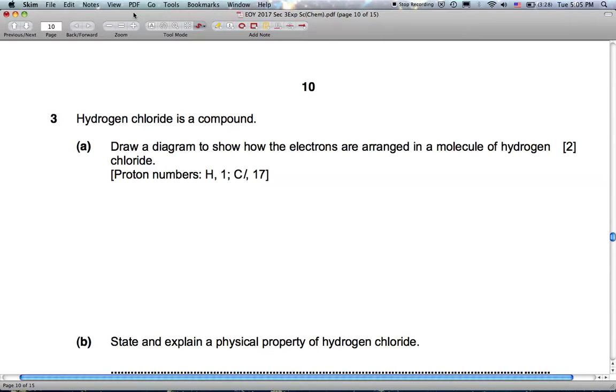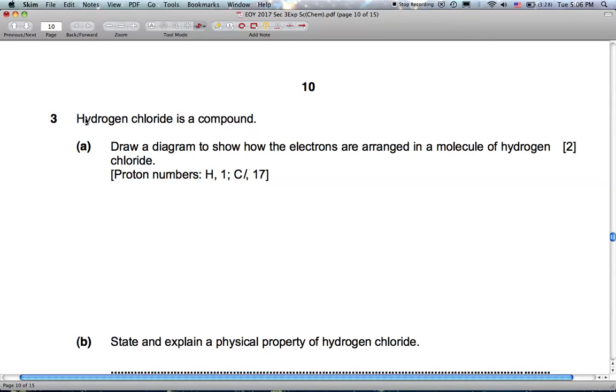Alright, so let's take a look at question number 3. We are told that hydrogen chloride is a compound. Draw a diagram to show how the electrons are arranged in a molecule of hydrogen chloride. So hydrogen chloride, let's take a look.